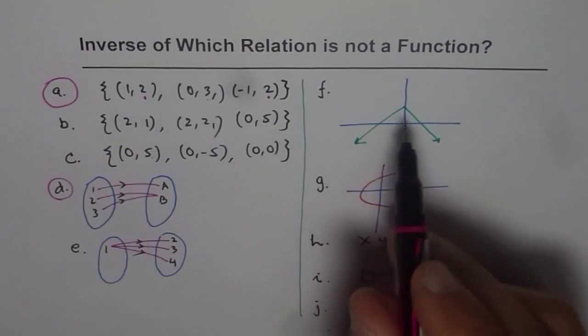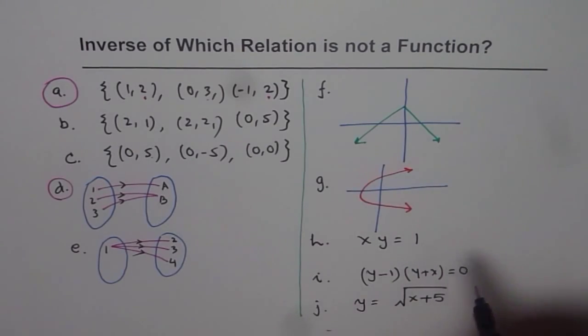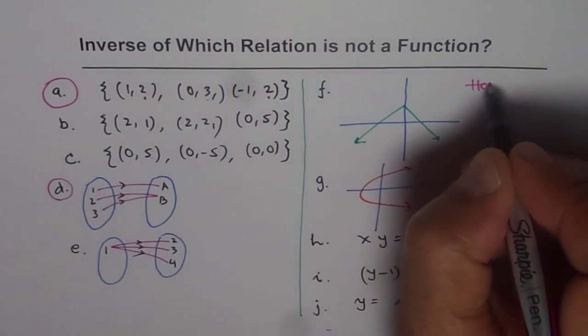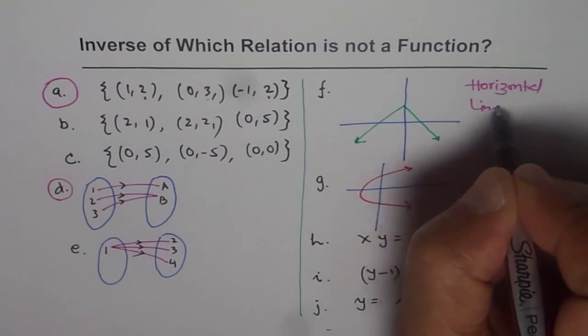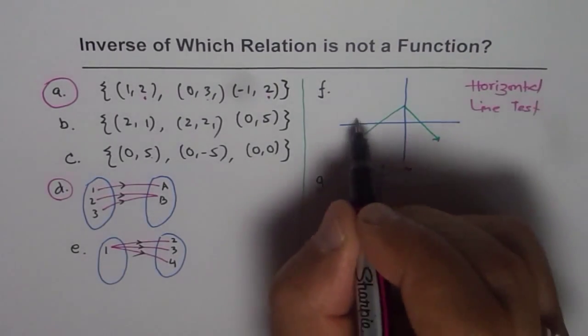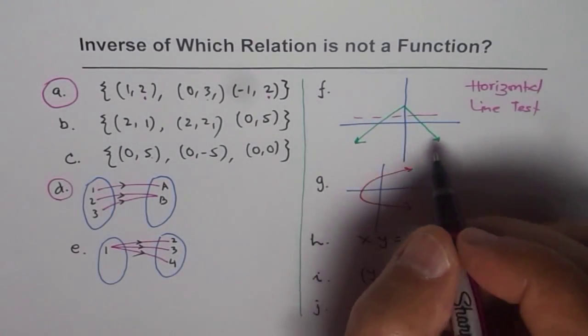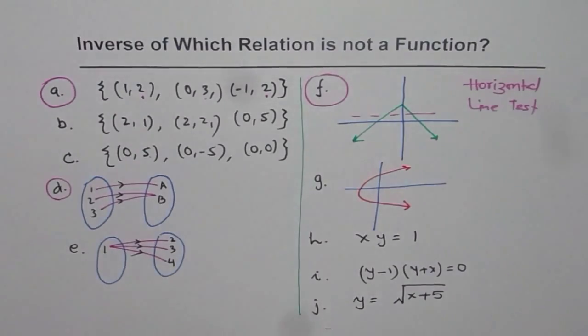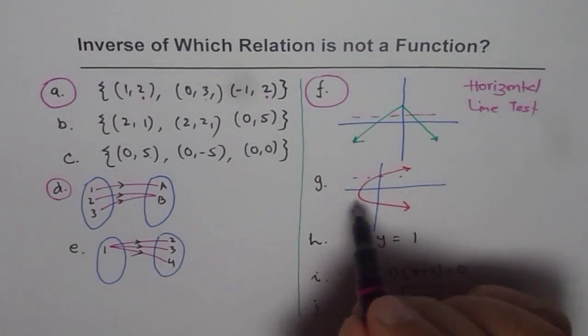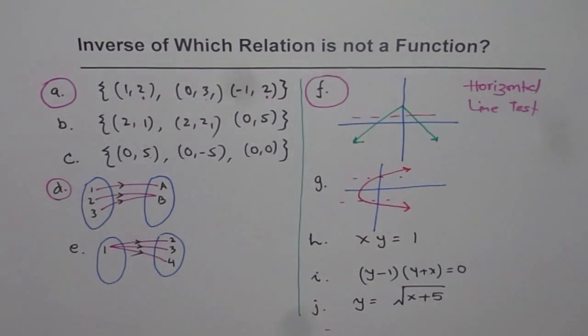Here, whenever you're given a graph, use the horizontal line test. So what you do here is the horizontal line test. If I draw a horizontal line, it cuts at 2 points and therefore its inverse is not a function. So that is how it is. In this case, it passes. So inverse is a function.